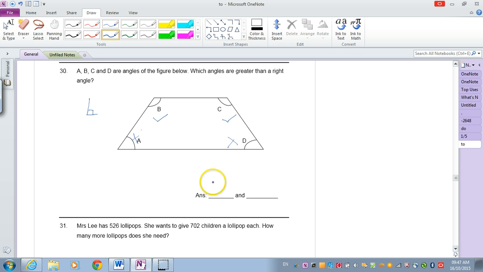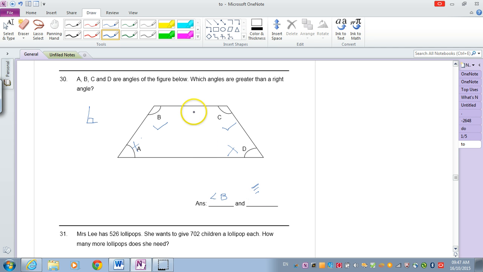So what is the answer? The answer should be angle B and angle C. Remember to put your angle symbol. So we have angle C over here. Alright, let's move on to question number 31.